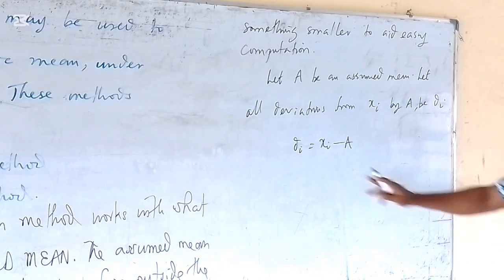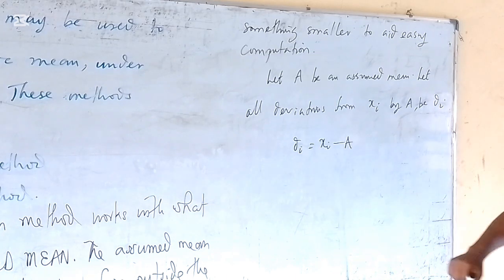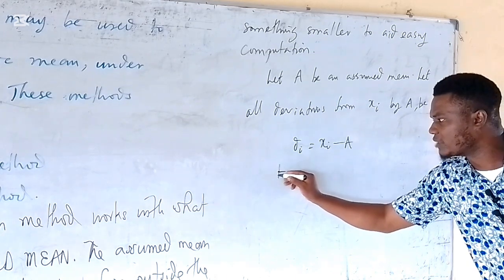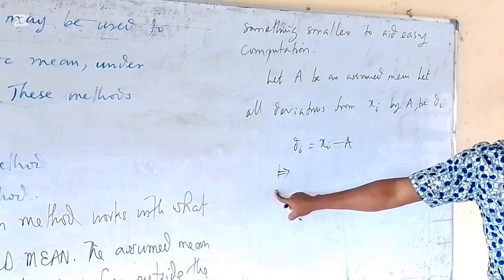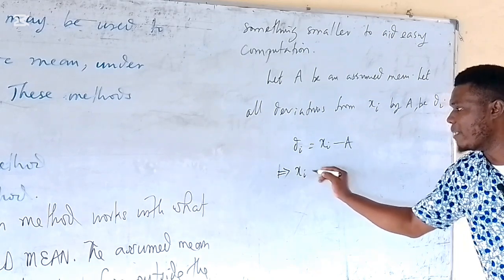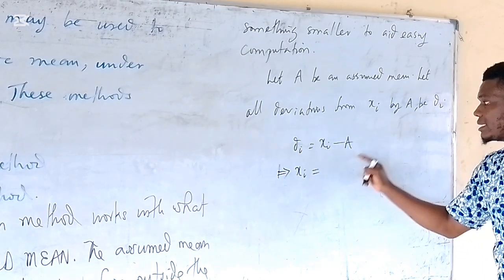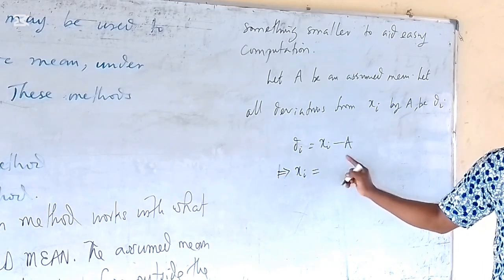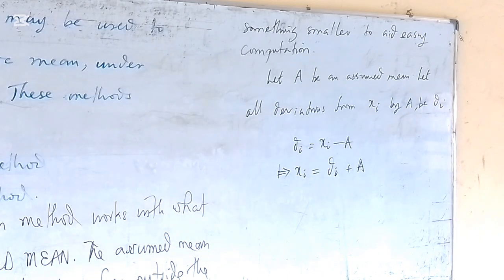Now, at this point, we have just established a relationship that Di is equal to Xi minus A. Make Xi your subject of formula. This symbol means implication. This statement implies that if I make Xi my subject of formula, what would I have? Minus A will leave Xi, and this will be Di plus A. Is it not so?